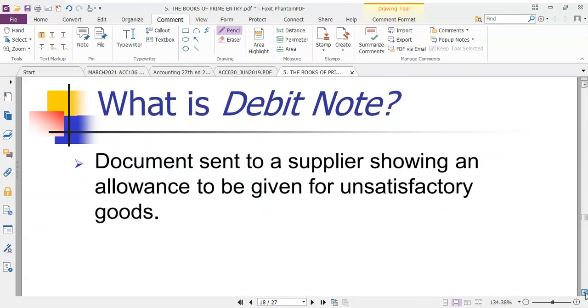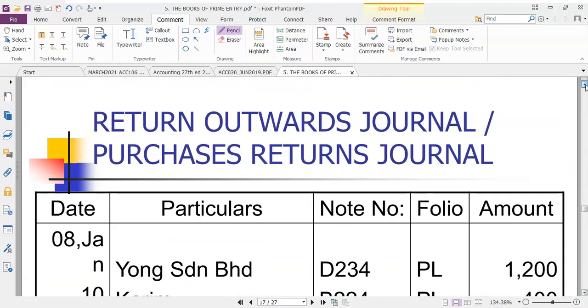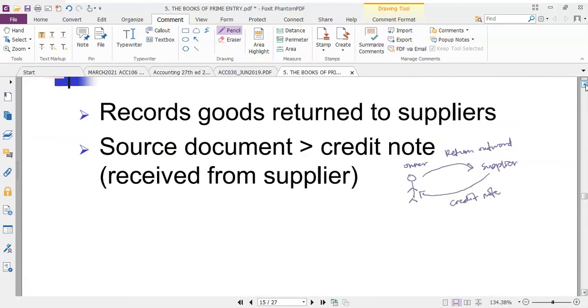Alright. Okay. So what is debit note? Okay, debit note is a document sent to a supplier showing an allowance to be given for unsatisfactory goods. Okay, siapa yang akan bagi debit note ni biasanya siapa-siapa parties yang return back the product. Okay, so for example, if we return the product to the supplier, so the owner will give the supplier debit note.